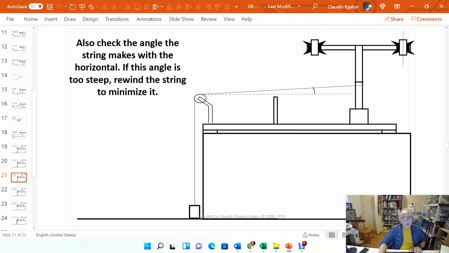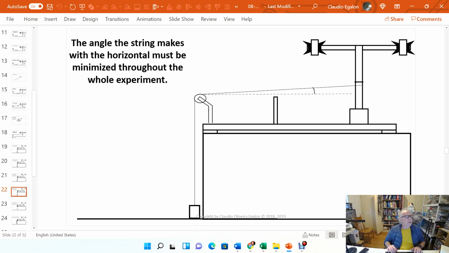You don't want this angle to be too steep. Why is that? If you make this angle too steep, then the force applying the torque to this rotating shaft is not going to coincide with the mg. So by minimizing this angle with the horizontal, you ensure that the force applying the torque to the shaft is equal to mg. That's why you have to minimize this angle. The angle the string makes with the horizontal must be minimized throughout the whole experiment. Ideally, you should make this angle equal to 0, but it's impossible.